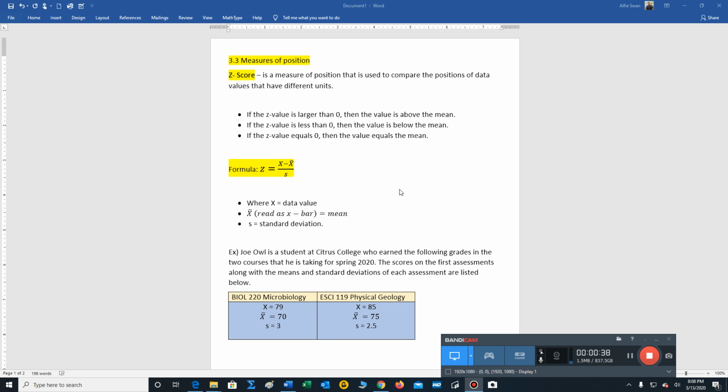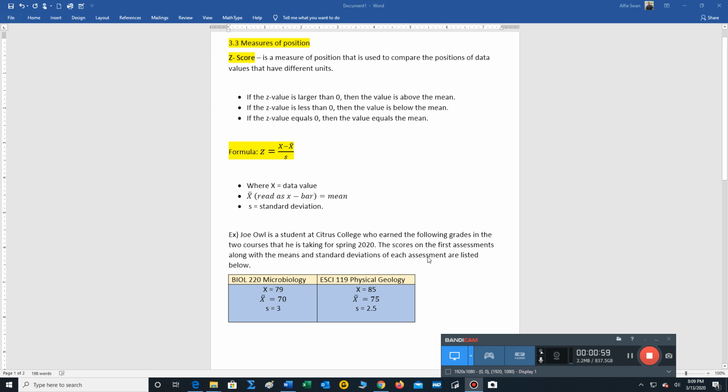The formula to compute this z-value is z = (x minus x bar) divided by s. x is the data value, x bar is the mean, and s is the standard deviation of the data set. We're going to do an easy example just to clarify this concept. The example is as follows.